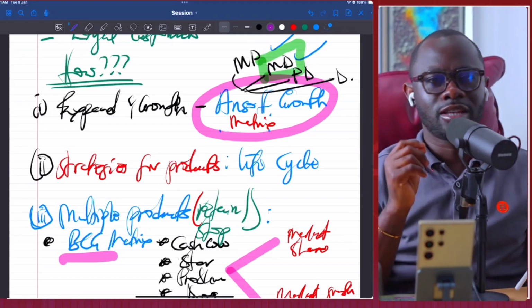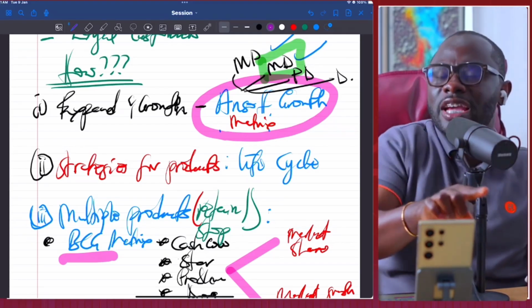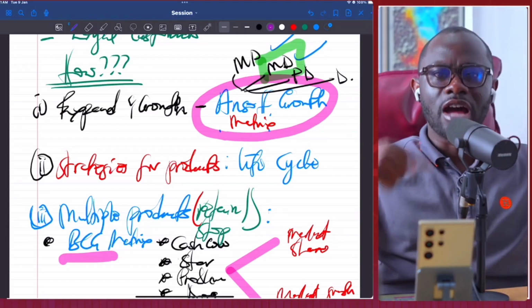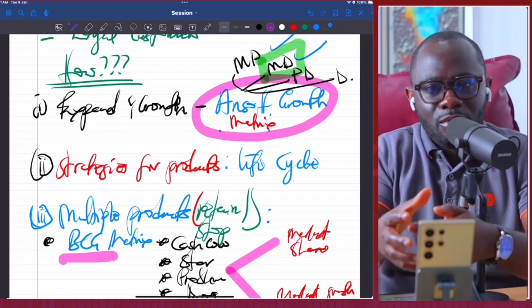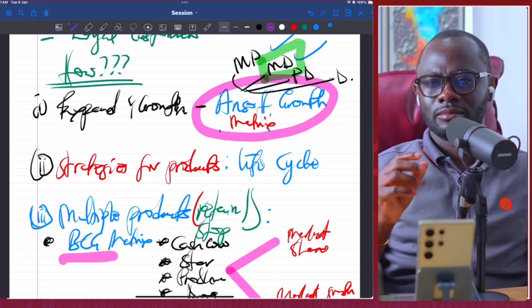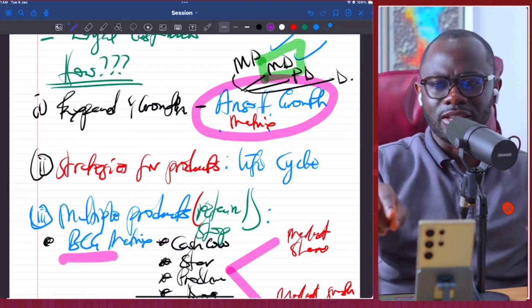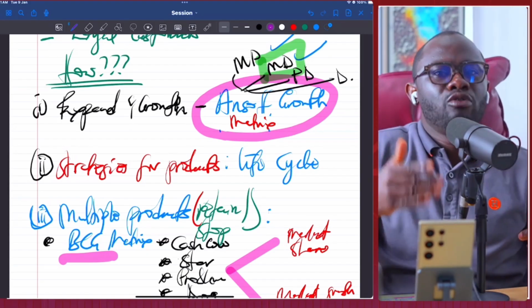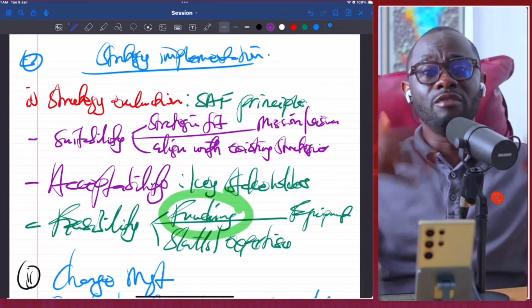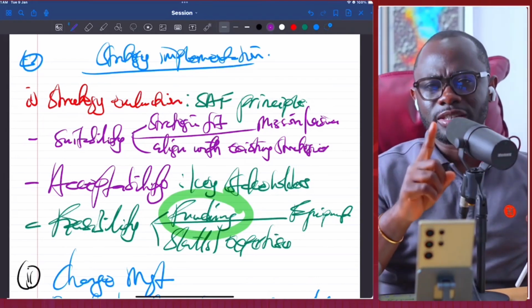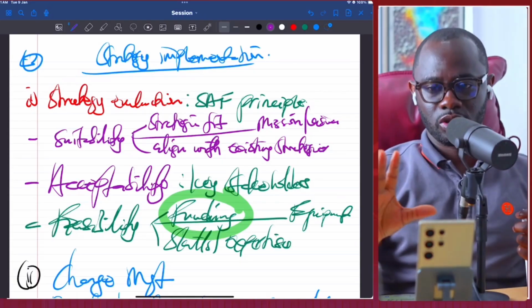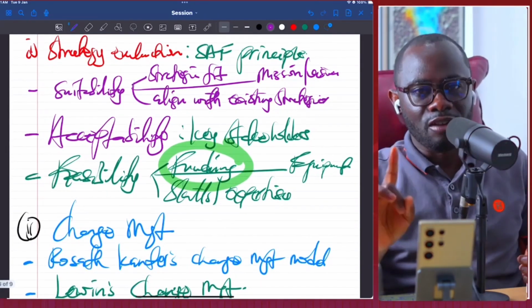The company looks at it and says, let's adopt market penetration and market development, which means let's do more advert in our current market and let's take the product to another market. How do they make the decision as to which one is right and how do they implement it? That is where strategy implementation comes in. Number 1 is to evaluate the strategies. To decide if penetration and development is good, we use what we call the SAF principle.